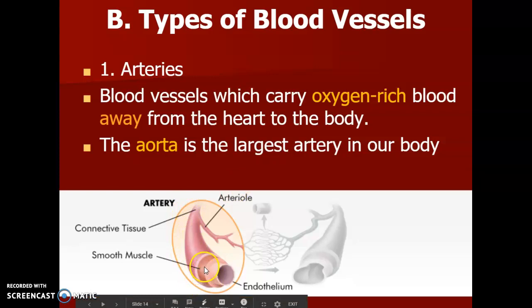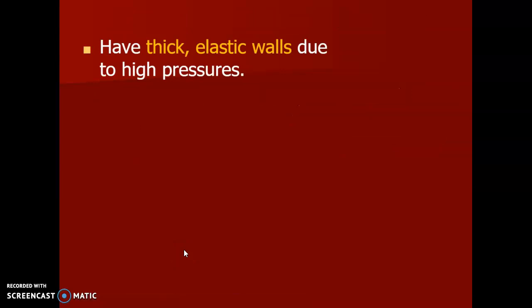Here's your typical artery. It has a couple of layers. There's a layer of smooth muscle in an artery. There's an inside layer called the endothelium. There's an outside layer too. Arteries have thick walls. They're elastic, and they carry high blood pressure.